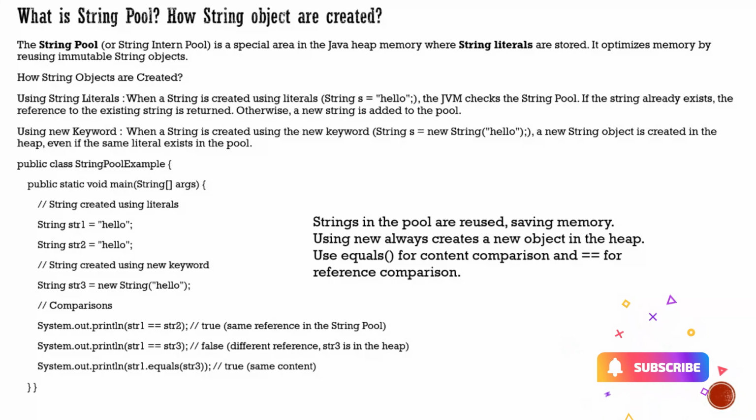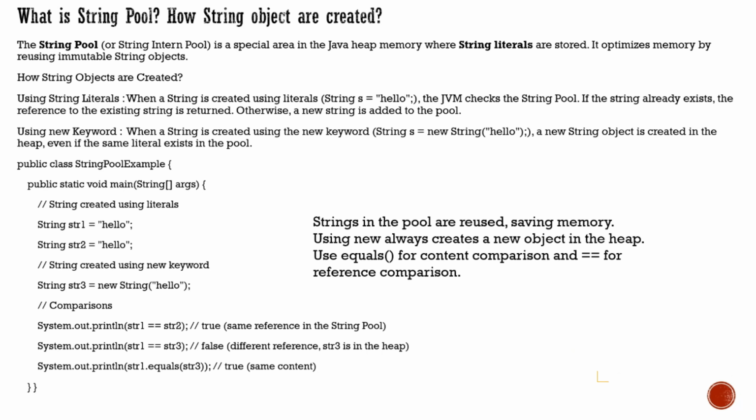How objects are created is that when you're creating literals using the double quotes, the JVM will check in the string pool if this string already exists. The reference pointing to that particular string will be returned. Otherwise, it will create a new string in the string pool.